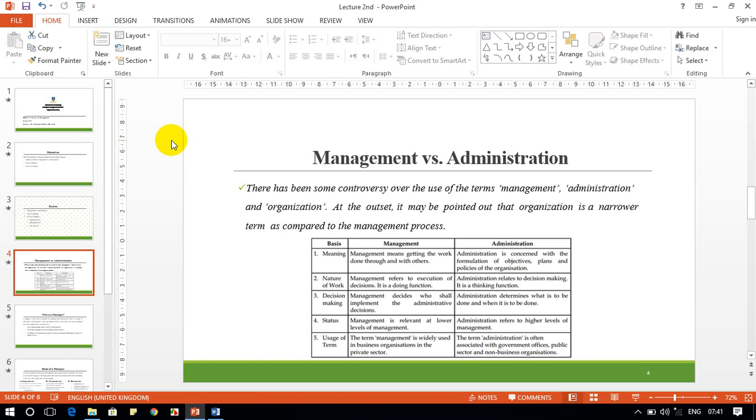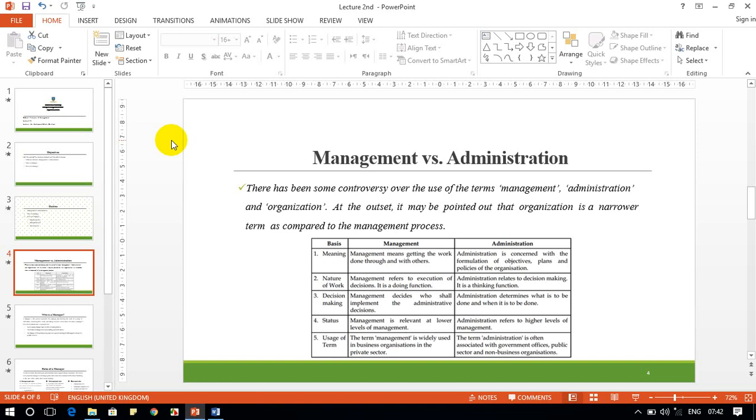If you see, we are normally using three different broad terms: management, administration, and organization. So what is the difference between these three terms? Management is concerned with planning, organizing, leading, right? Whereas organization is narrow as compared to management. We have a narrow system that the organization is having. So that is the difference between organization and management.